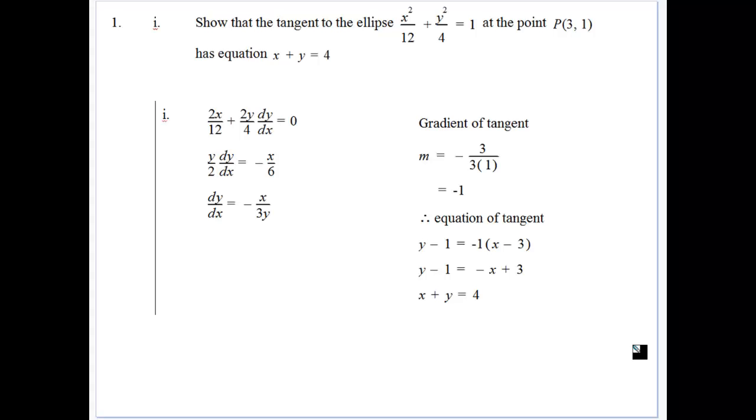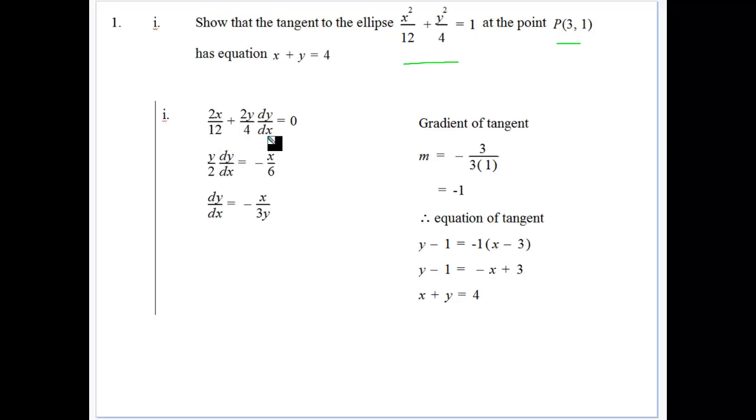Now some exam type problems that we have with the ellipse. So the first one we want to do is show the tangent to the ellipse at the point (3,1) has that equation. Well, again, how do we find the tangent to something? Well, we get our derivative. In this case, because it's in this form, we don't really want to manipulate it too much.